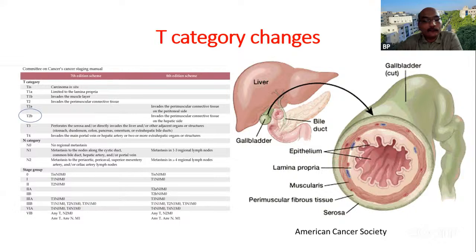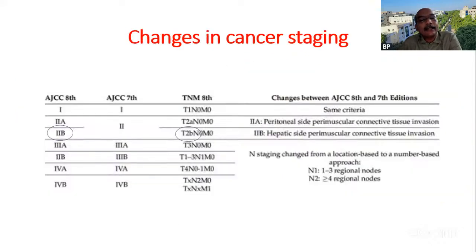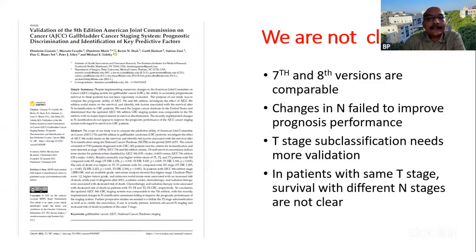The gallbladder wall, you know, is a very small, very thin structure, within millimeters. But the T category changes very rapidly across the various staging systems. And it also affects the nodal stations. Ideas keep on coming, and the AJCC changes it very often. But still we are not clear.